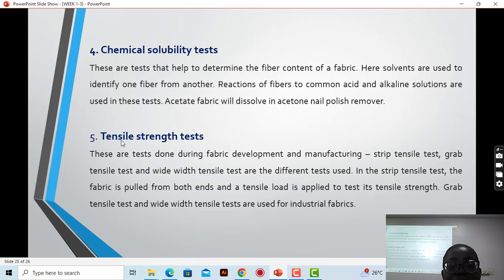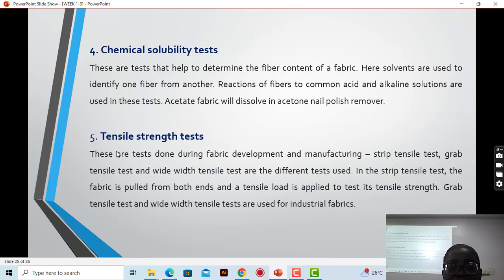So we have the tensile strength test. What is tensile strength? Tensile strength is how durable the fabric is, especially how long the fabric is going to keep before it tears. You don't need to put a blade or scissors or any cutting tool on it to tear it, but on its own, how long can it hold before it gets torn?